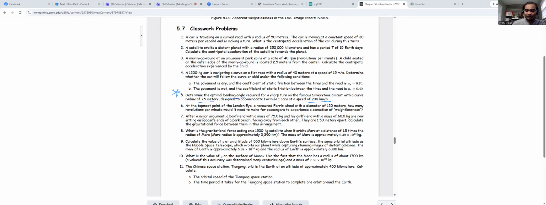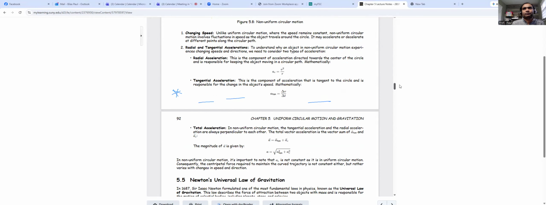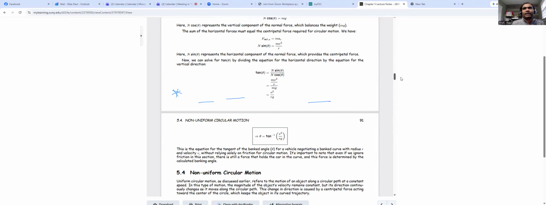To calculate this, we actually have to first derive the equation. This equation is not given in the list of equations. So this is the step we have to do. We already did this in the last class, so you already know that.